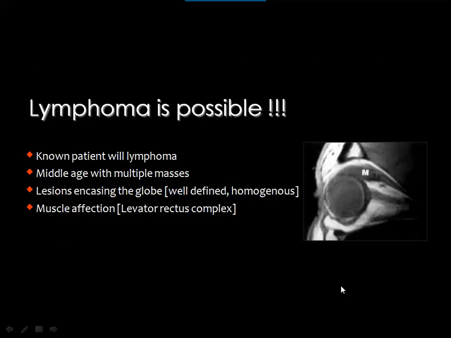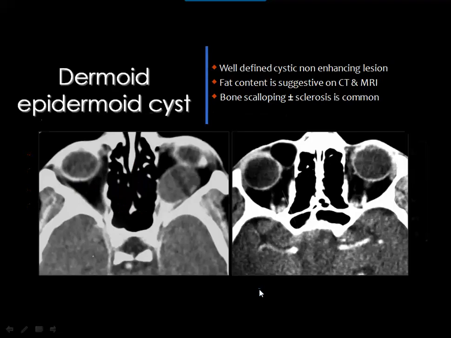When to suspect the possibility of lymphoma in an intraorbital lesion? Number one, if the patient is already known to have lymphoma and you have an orbital pathology, consider it lymphoma. A middle-aged patient with multiple homogeneously enhanced masses within the orbit or within both orbits, and you think of lymphoma. Lesions encasing the globe, well-defined lesions with homogeneous enhancement surrounding the globe. And finally, the lesion which is confined to the superior rectus levator complex is usually suggestive of lymphoma.